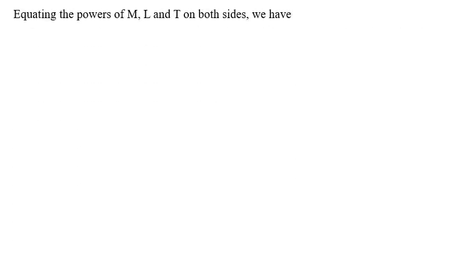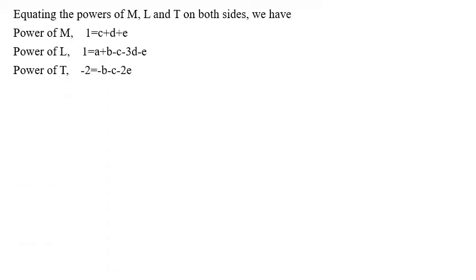So now equating the powers of m, L and T on both sides. So now we have the power of m is equal to 1 on the left hand side, that is only 1, is equal to c plus d plus e. Then the power of L, on the left hand side, that is 1, is equal to a plus b minus c minus 3d minus e. Then the power of T is minus 2, is equal to minus b minus c minus 2e.